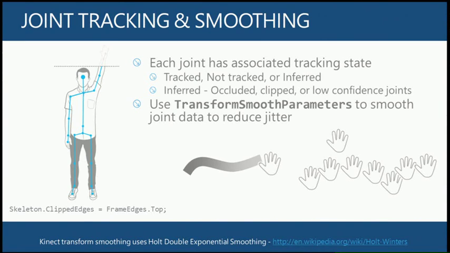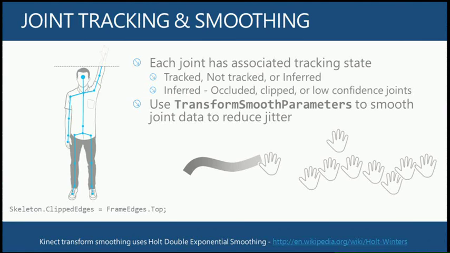One, we can ask the skeleton whether it has clipped edges, and it'll tell us that the top is being clipped. So we will know that, and maybe we can tell the user, hey, if it's their head being clipped, then we want the person to take a step back because they're getting cut off here. We can give that information to users.